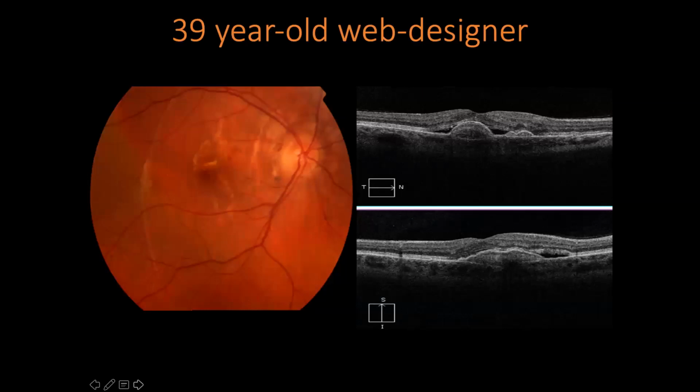My last case is a 39-year-old web designer who was noted to have a hemorrhage just on the nose side, or nasal to the fovea, on her 12-month visit during the magnesium trial. OCT revealed the central scar with fluid, both nasal and temporal, as well as superior. This is the vertical cut, and the fluid is up here on this side and that side.